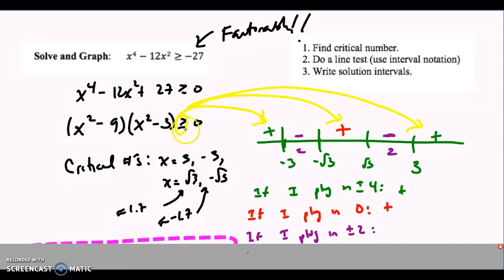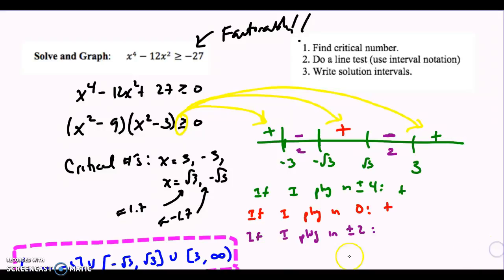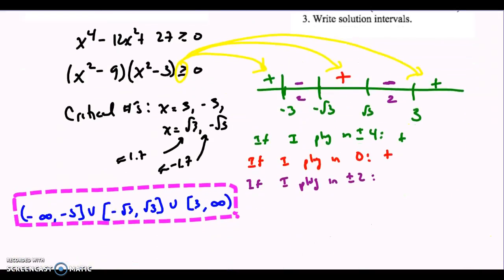And the bottom line here is I'm looking for numbers that yield positive results or 0, which means that my final answer here is going to be -infinity to -3, -√3 to √3, and 3 to infinity. Make sure that you are watching the brackets. Those are important in your final answer.